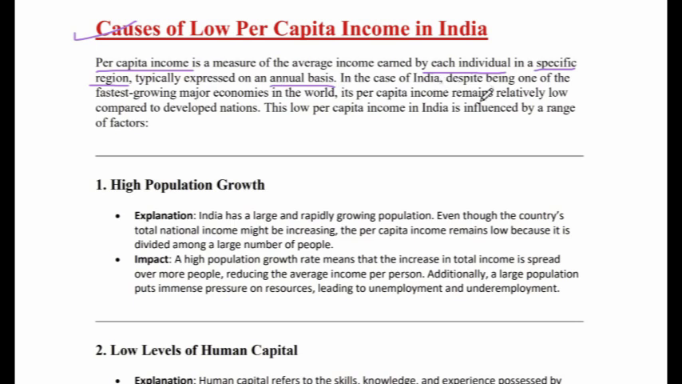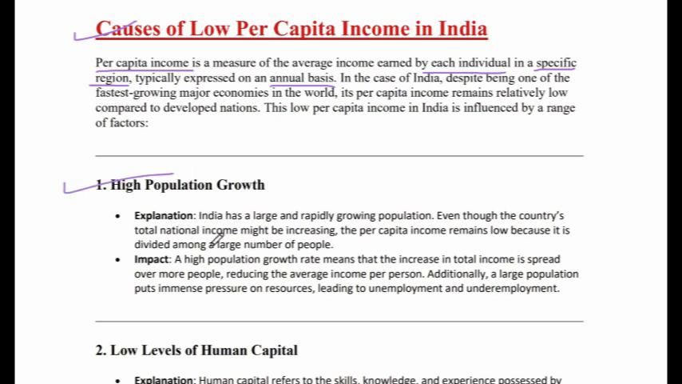In case of India, despite being one of the fastest growing major economies in the world, its per capita income remains relatively low compared to developed nations. ये तो कॉमन सेंस है। इंडिया का पॉपुलेशन इतना ज्यादा है कि पर कैपिटा एक आदमी कितना कमाता है ऑन एन एवरेज वो बहुत कम हो जाता है। दैट इज बिकॉज ऑफ द पॉपुलेशन। This low per capita income in India is influenced by a range of factors. इसके बहुत सारे कारण हैं कि इंडिया का पर इंडिविजुअल का एक स्पेसिफिक रीजन में कितना लो एवरेज इनकम है। वो इसके कारण क्या है?